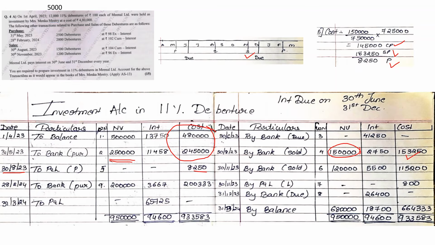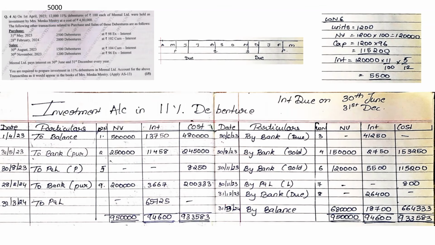After that, another sale in November. So working note number 6. Again we write 30th November, buy bank sold. 1,200 units, ex interest 96. So 1,200 into 100 is 1,20,000. 1,200 into 96 was 1,15,200. 1,20,000 into 11% into 5 divided by 12 comes to 5,500. So we got those values.